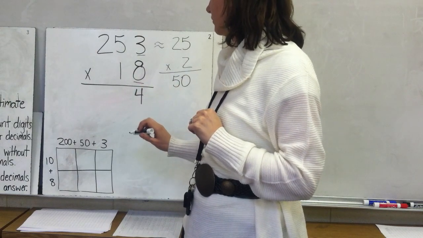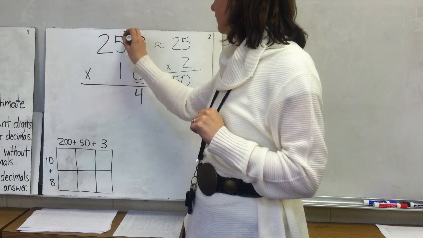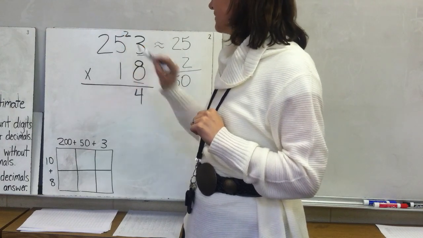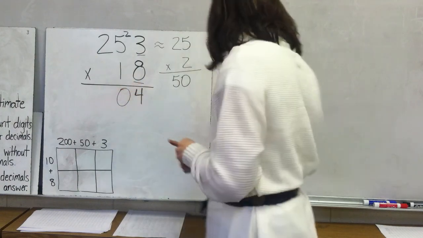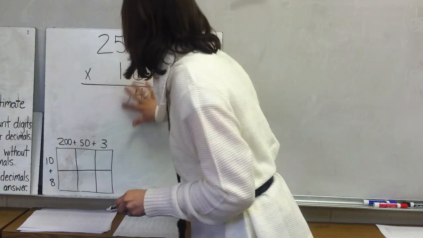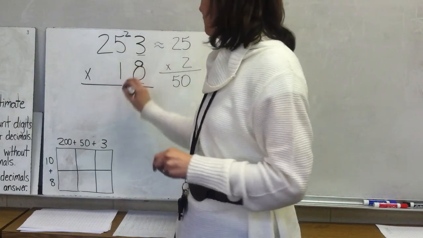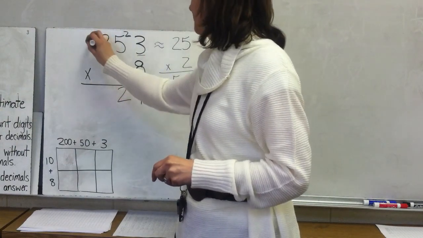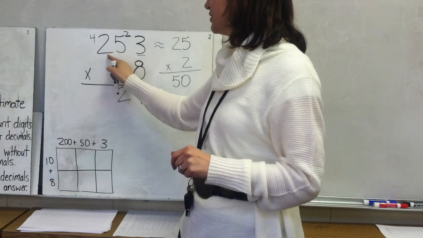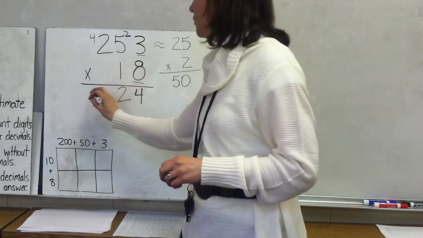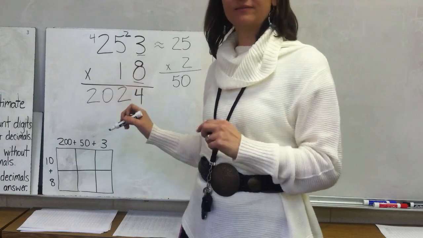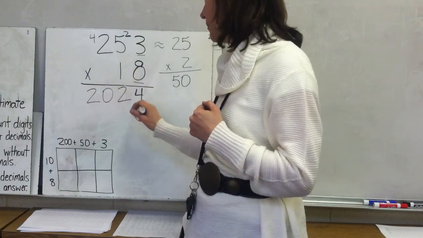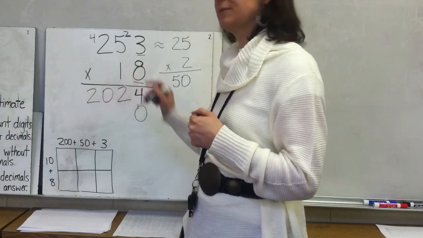is 24. Carry the 2. 8 times 5 is 40, plus 2 more. Oops. My eraser. 40 plus 2, 42. 8 times 2 is 16, plus 4 more is 20. What do I do when I go down to my second line? I've got to put a 0, because I'm not multiplying by 1, I'm multiplying by 10.